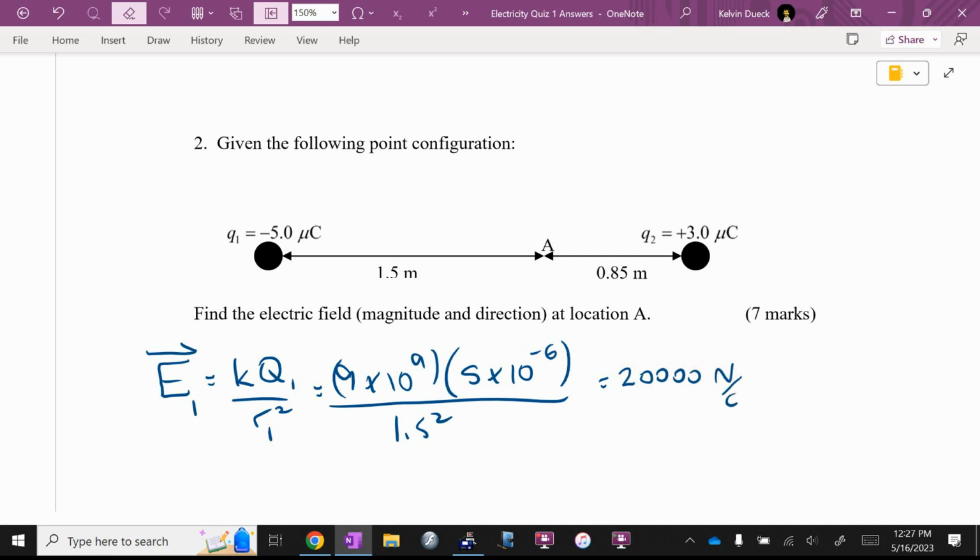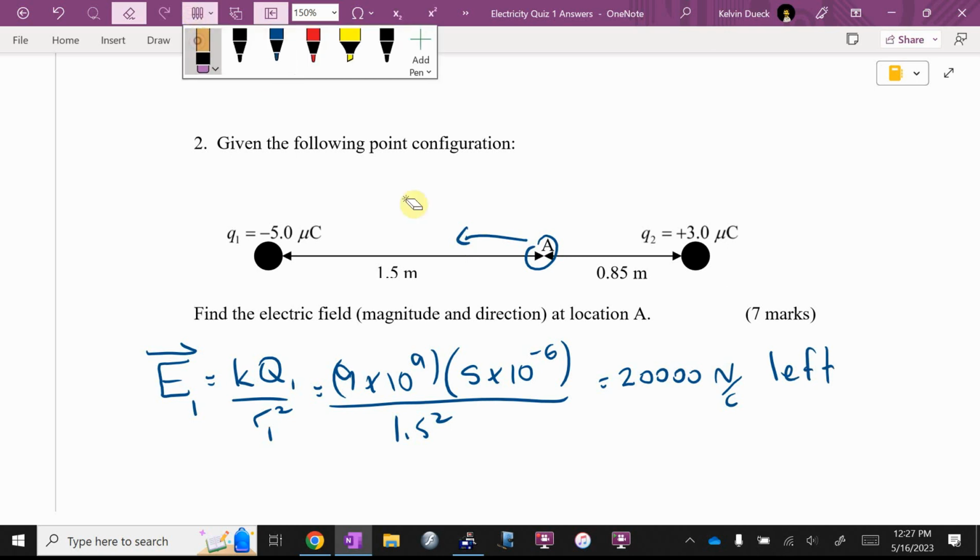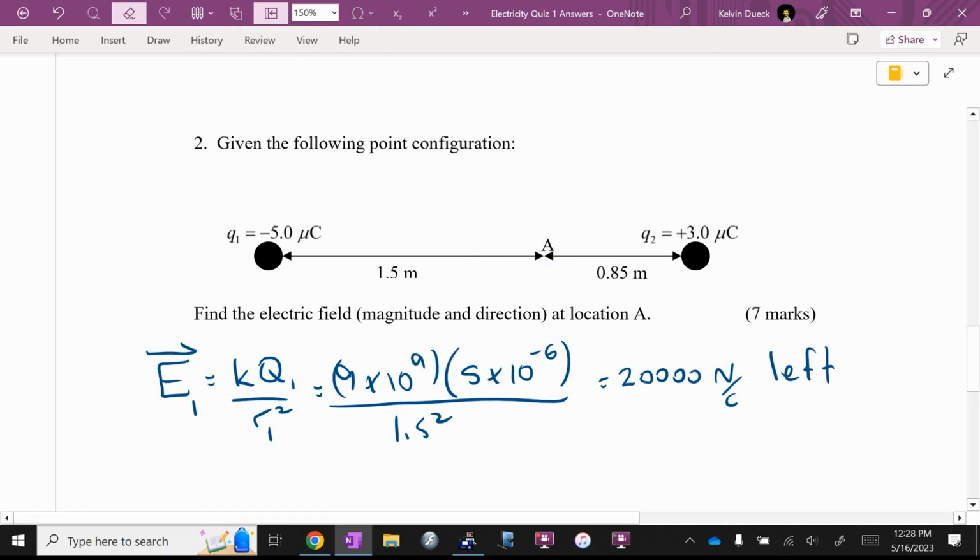Units, newtons per coulomb. Direction, we ask which way would a positive charge right there want to move if it could because of Q1. I think it would get pulled to the left. Why a positive? We had to define the direction somehow because unlike gravity, in electricity, stuff can fall up. So we define the direction in terms of a positive charge.